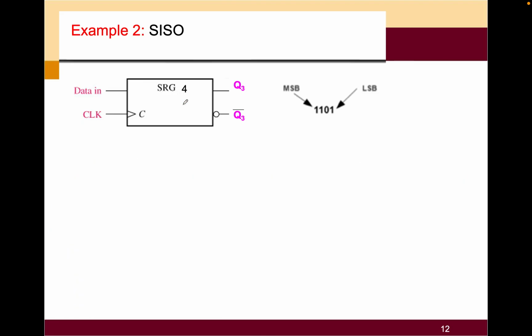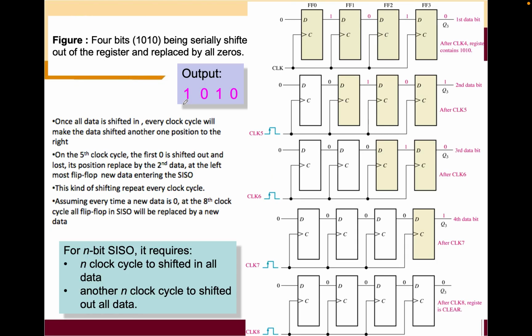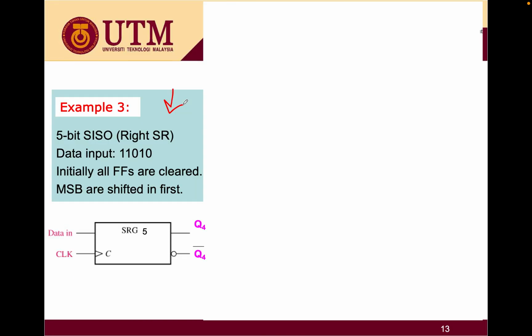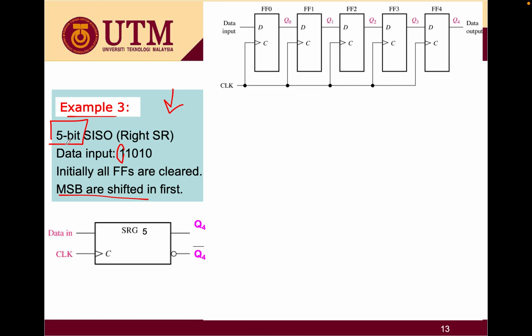Just now it was not complete whether you're going to shift in the LSB or MSB, but example number 3 is clear. You can see the MSB is shifted in, so you're going to shift this first, and please make sure you have 5 bits. That's why you have serial in 5 clocks and serial out another 5 clocks, until clock number 10. So let's take a look at this example.